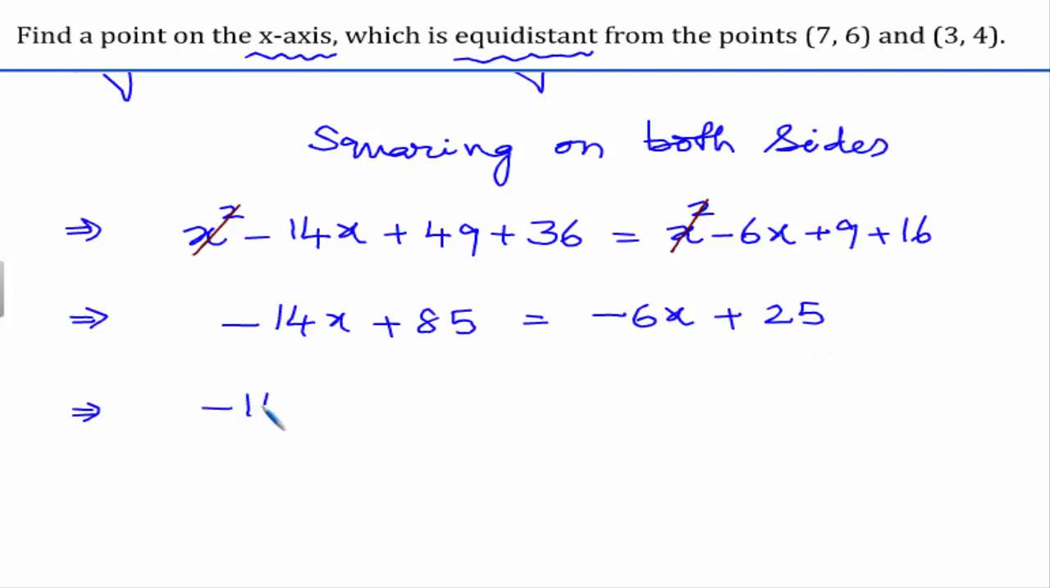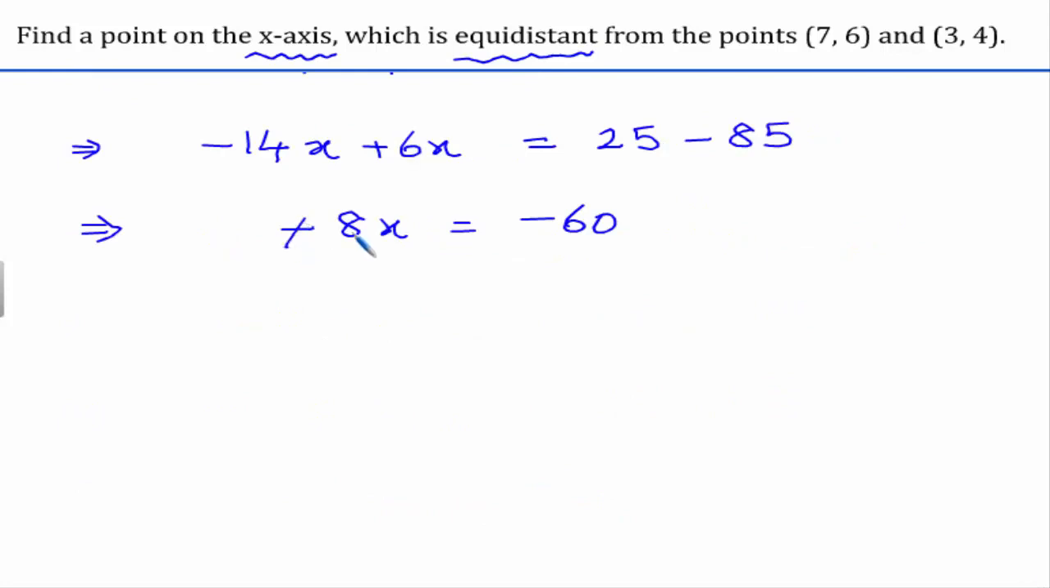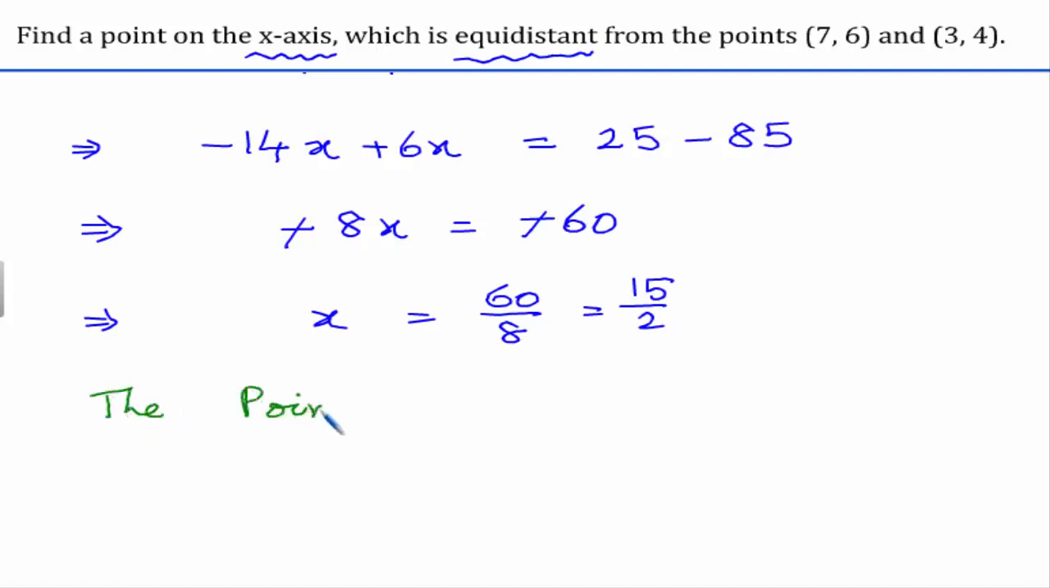On further simplification, we get minus 14x plus 6x is equal to 25 minus 85. So what we get here, minus 8x is equal to minus 60. So if we simplify this, we get x is equal to 60 by 8, that is equal to 15 by 2. So the point on x-axis is 15 by 2 comma 0.